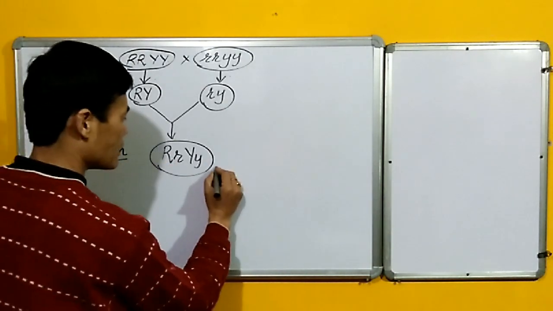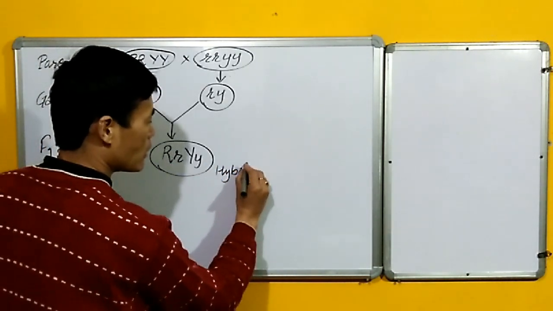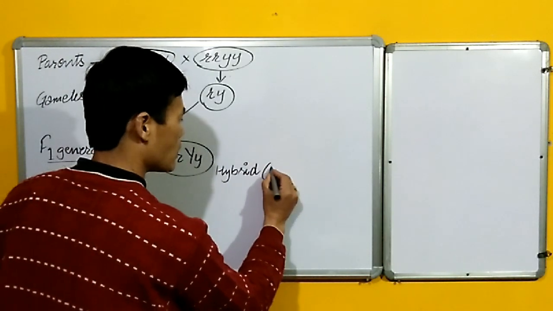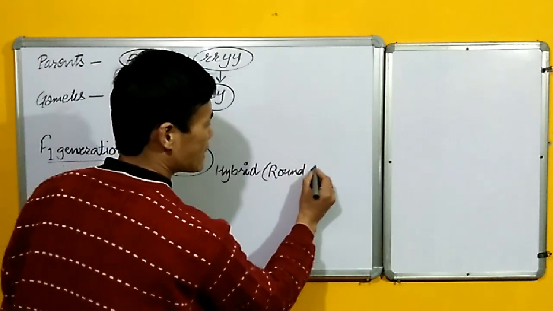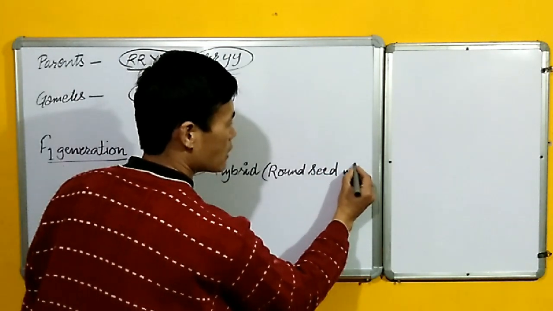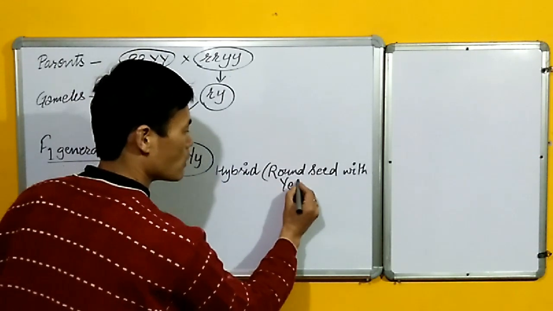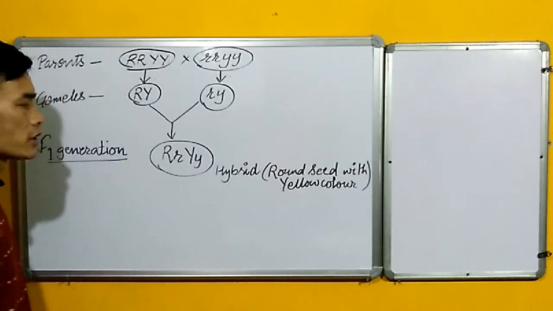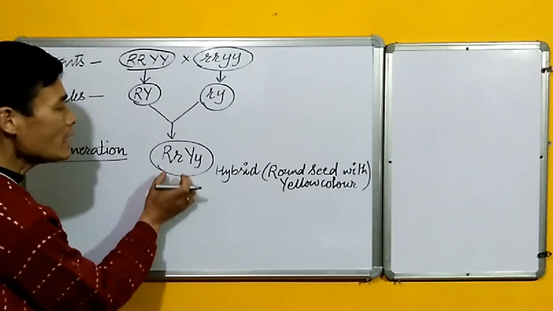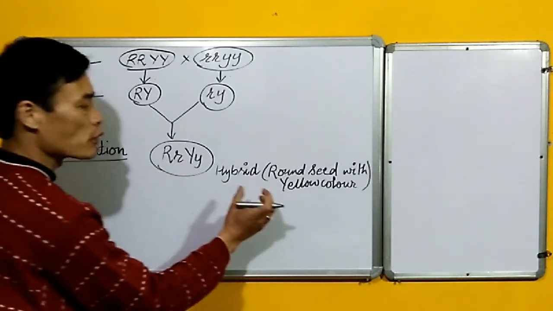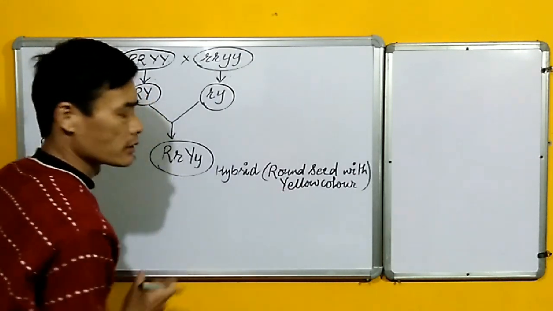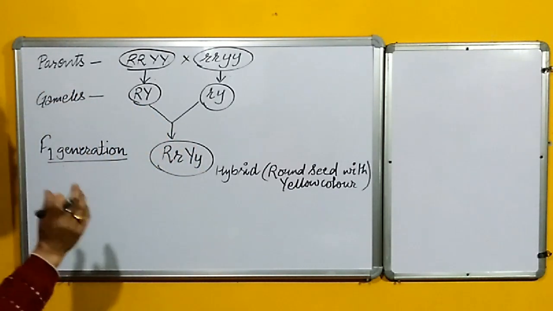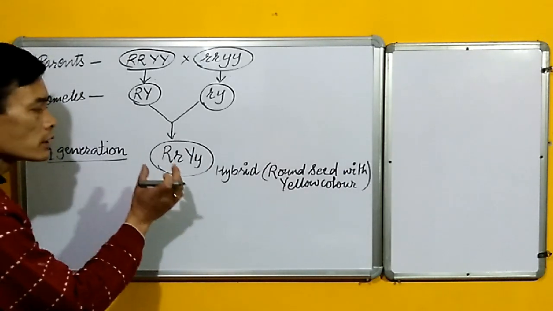So this hybrid will express its character, and this hybrid will be round seeded with yellow color. In this case, similar to the monohybrid cross, only the alleles which are dominant are expressing themselves in the form of the character that they are supposed to express. So once again, here in dihybrid cross also, we come with the understanding of law of dominance.